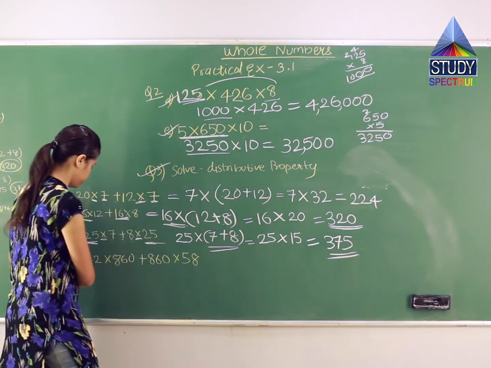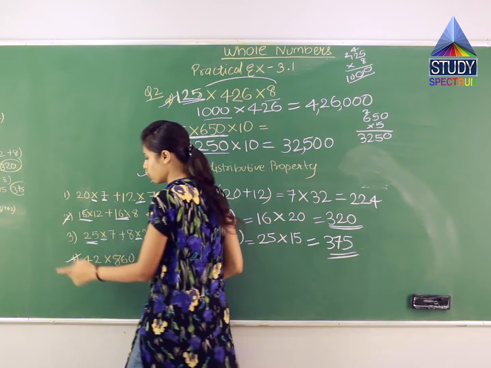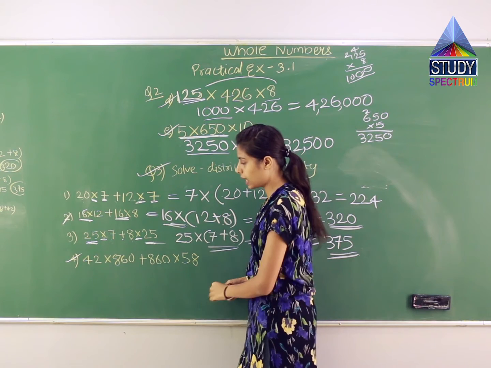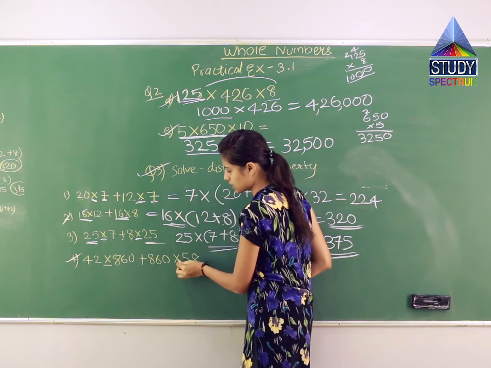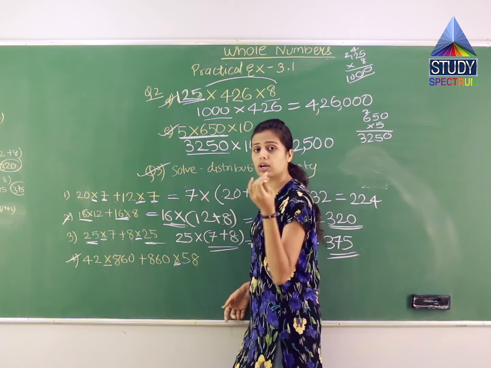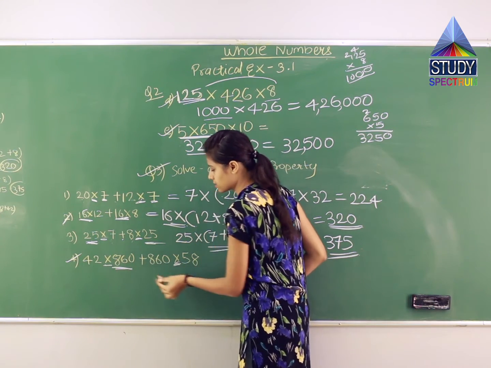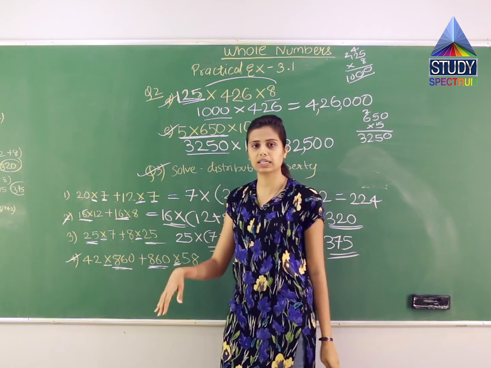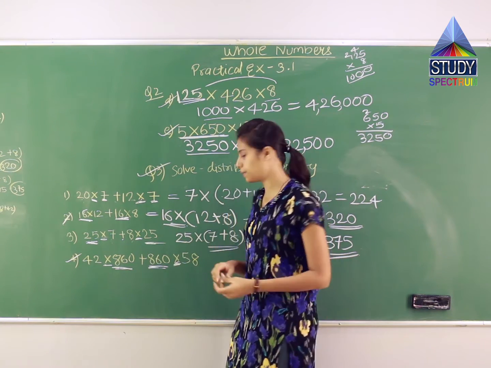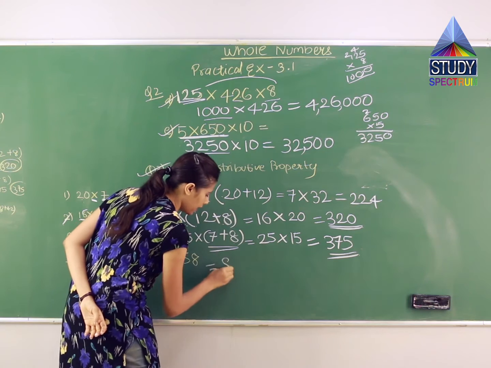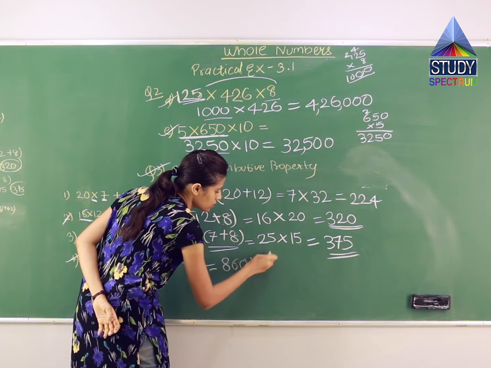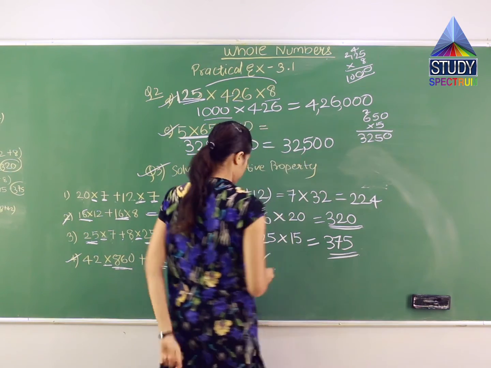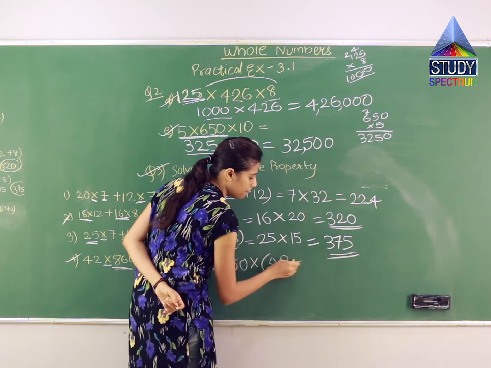Now the next question. In the next question, I have 42 multiplied by 860 plus 860 multiplied by 58. Tell me which two signs are repeating? Multiplication sign, right? And which two numbers are repeating? 860 and 860. So what I will do, 860 and multiplication sign outside the bracket, the remaining numbers will be inside the bracket. So what will be the answer? The answer will be 860 outside the bracket, multiplication sign, and inside the bracket what will come? 42 plus 58. So I'll write 42 plus 58.